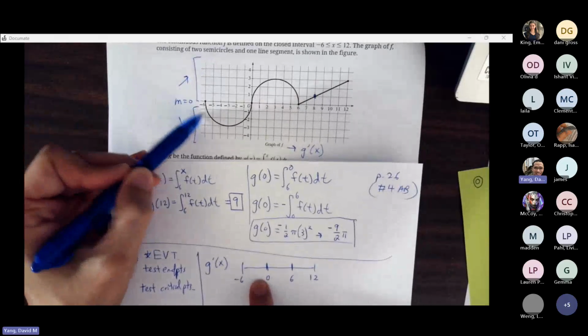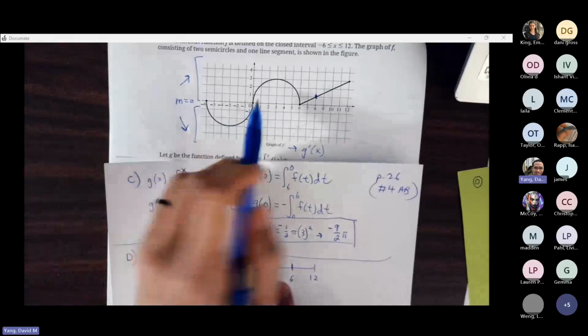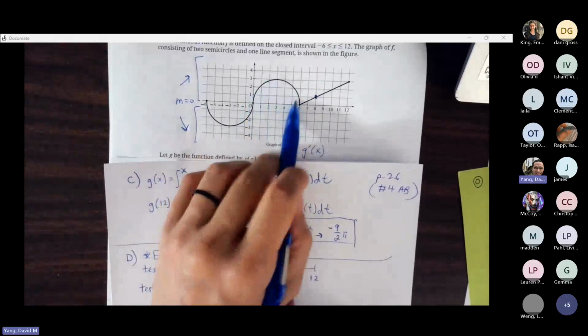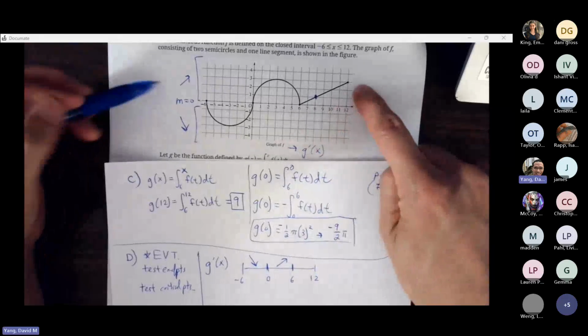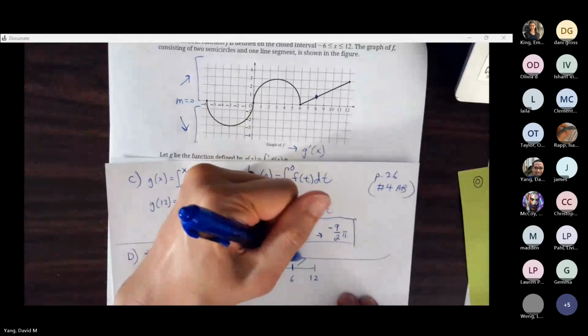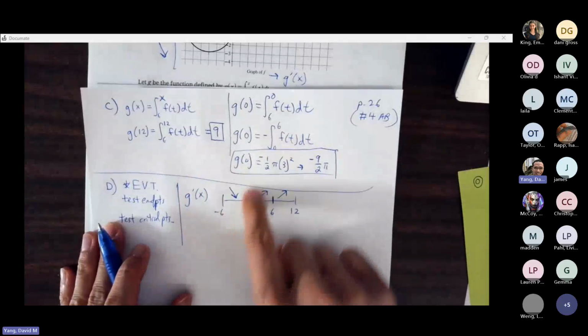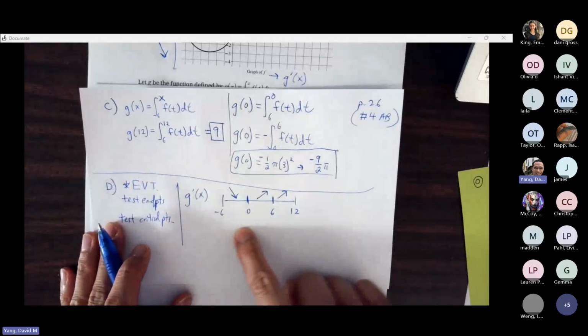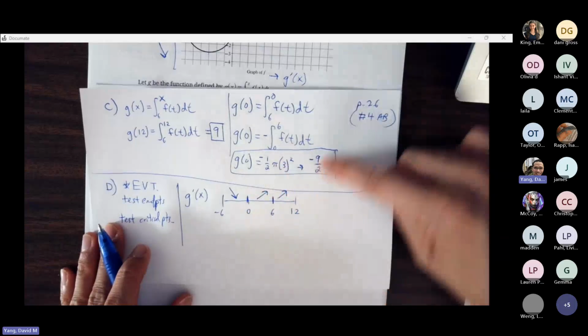So initially, I'm starting below the x-axis, so that's negative slope. Between 0 and 6, above the x-axis, positive slope. To the right of 6, still above. So the arrows are helpful because it gives us an idea how our graph is moving. Our graph is falling, flat relative min, rises and then continues to rise.